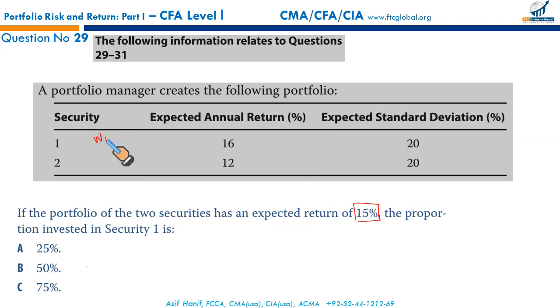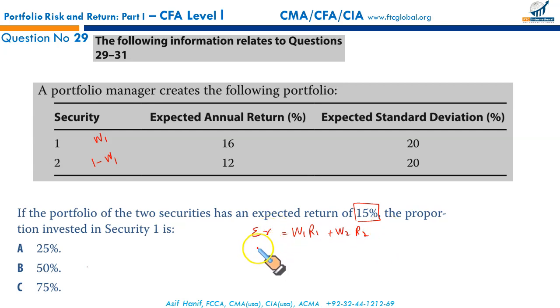That would mean the remaining proportion that is invested in security 2 would be 1 minus W1. Like if you invested 60% in security 1, that would mean you have invested 40% in security 2, 100 minus 60, right? So that's the idea. You'll just draw up the equation. We know the expected return is equal to weight 1 times the return on security 1, plus weight of security 2 times returns of security 2.